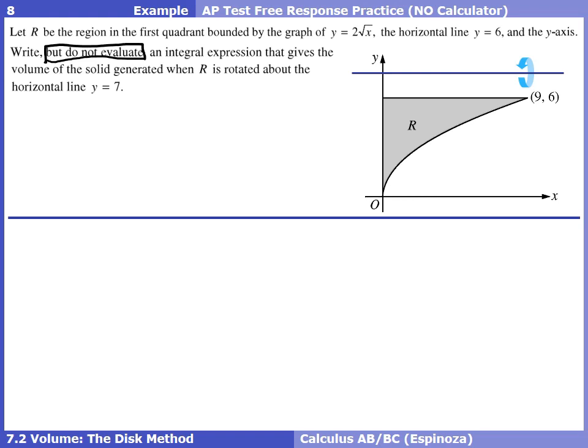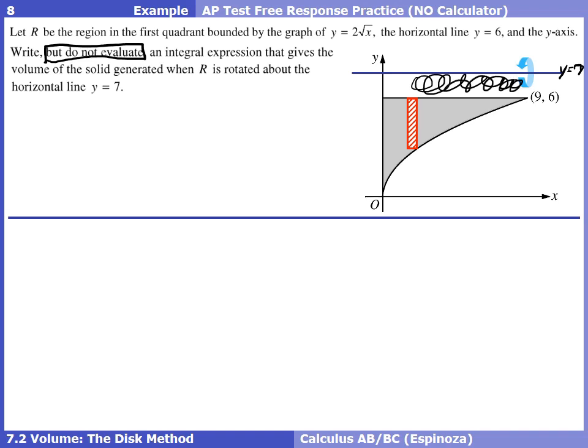We want to rotate this area about the horizontal line y equals 7. So I'll label it over here as y equals 7, just so you can see that that's the line that I drew in right there. Okay, so we're rotating about a horizontal line, so we need to draw in our representative rectangle vertically. So it comes down to recognizing whether this is going to be a disk or a washer. And if you visualize taking this area R and flipping it about this line that I drew, there's definitely going to be some sort of gap because we have this gap right here.